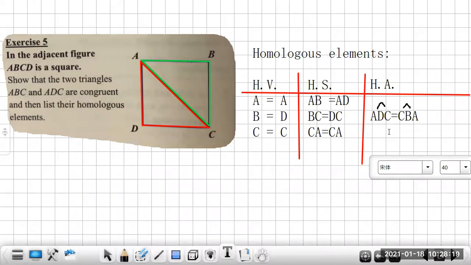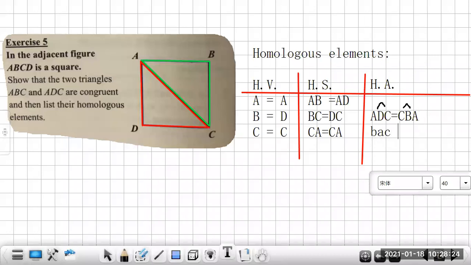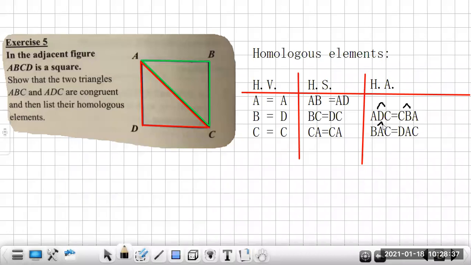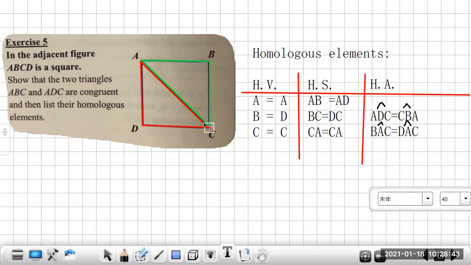B A C. B A C, okay. Equal DAC. O CAD. DCA. Equal BCA. Very good.